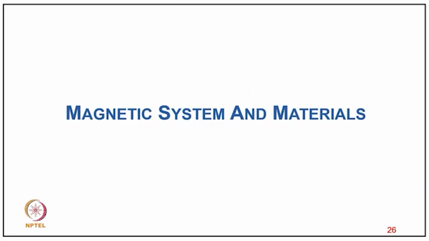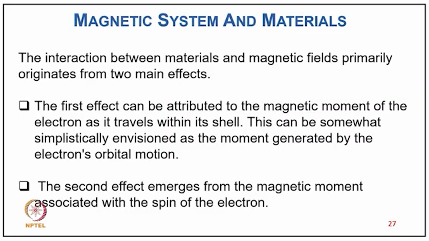Then coming to the magnetic system and material. In the magnetic system and material, the interaction between material and magnetic field primarily originates from two main effects. The first effect can be attributed to the magnetic moment of the electron as it travels within its shell, and this can be simply envisioned as the moment generated by the electron's orbital motion. The second effect emerges from the magnetic moment associated with the spin of the electron.